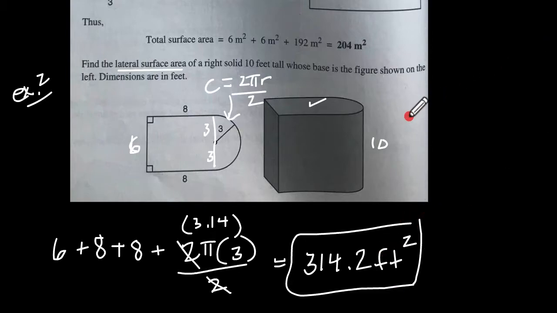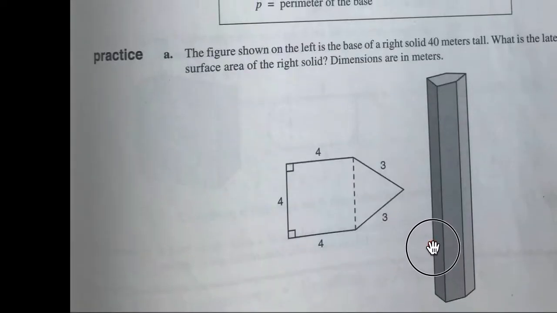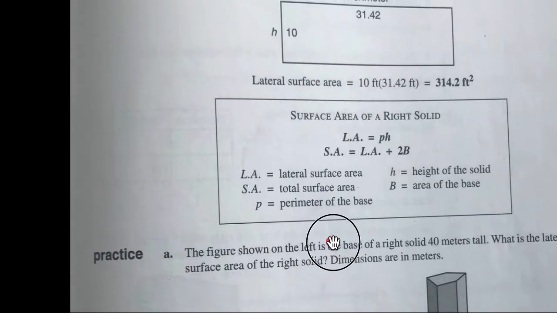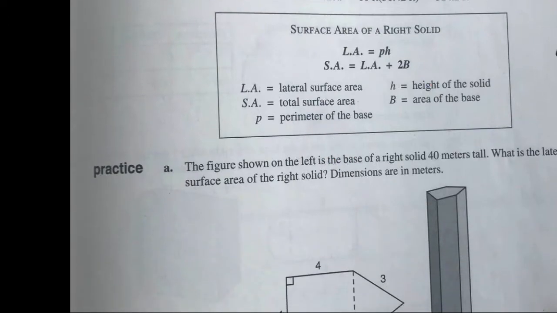Okay, I'm going to do 2 quick examples for you. They're a little bit easier than this one. Yay. So here's the first one. Let's talk about these formulas first real quick. So the lateral surface area is the perimeter times the height. So if you're asked to find the lateral surface area, you just take the perimeter of the base times the height. If you're supposed to find the surface area, it's the lateral area plus the area of the 2 bases.